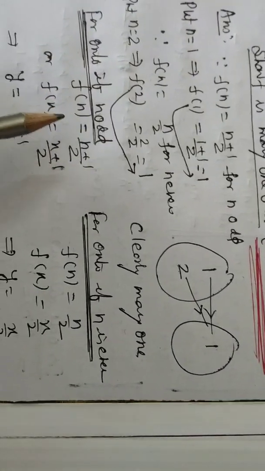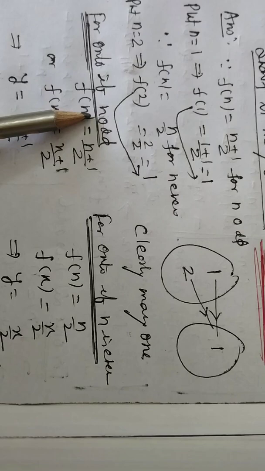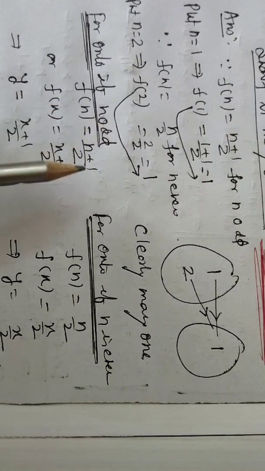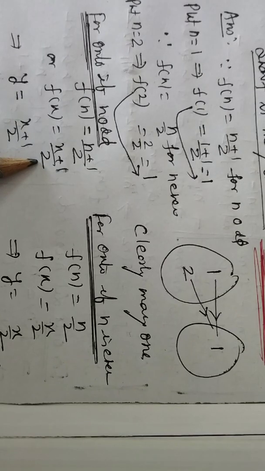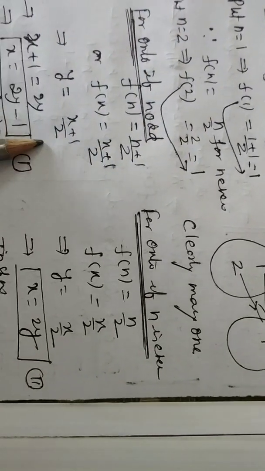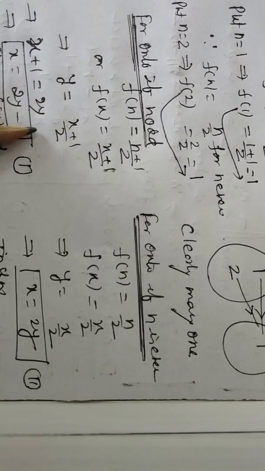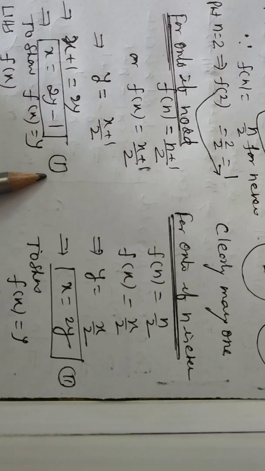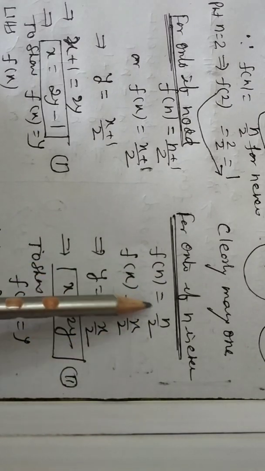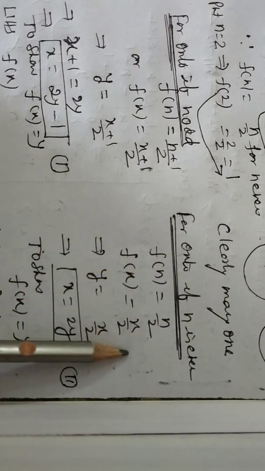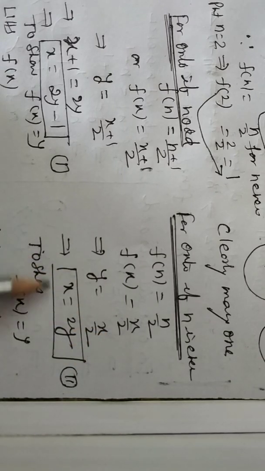Now for onto, let n be odd. So f(n) is equal to (n plus 1) by 2, written earlier, f(n) is equal to (n plus 1) by 2, or f(x) is equal to (x plus 1) by 2. You can write y is equal to (x plus 1) by 2, cross multiply, x plus 1 is equal to 2y, so x is equal to 2y minus 1, to show f(x) is equal to y. Likewise for onto, n is even, so f(n) is equal to n by 2, or you can write f(x) is equal to x by 2, so y is equal to x by 2, x is equal to 2y. Here we have to show f(x) is equal to y.